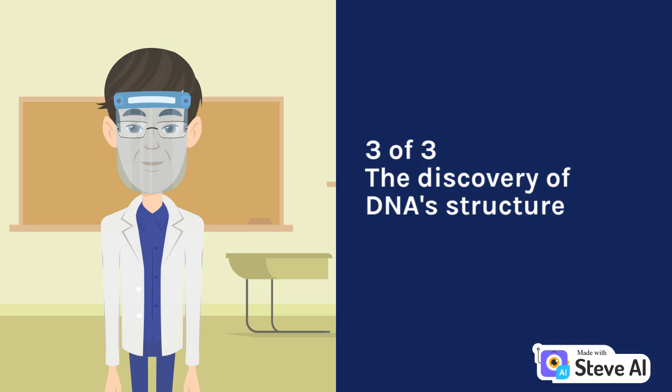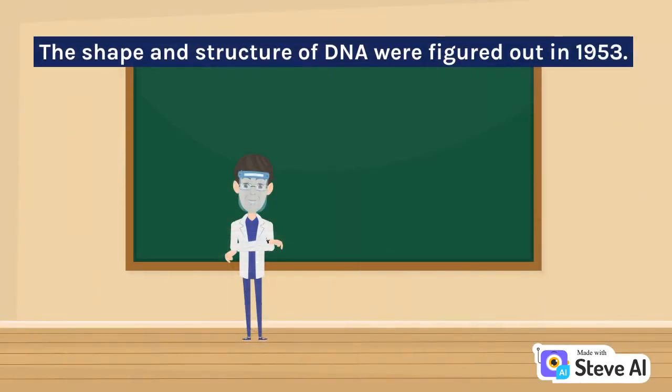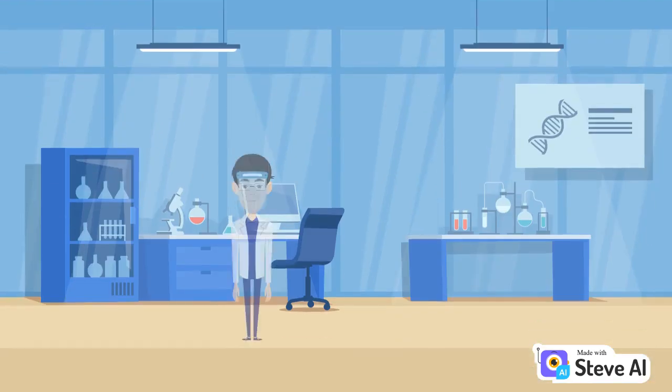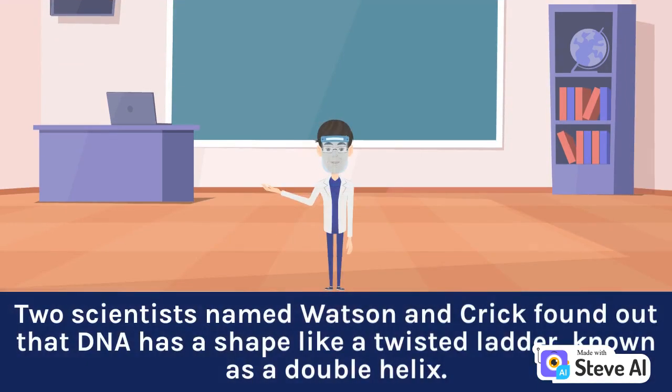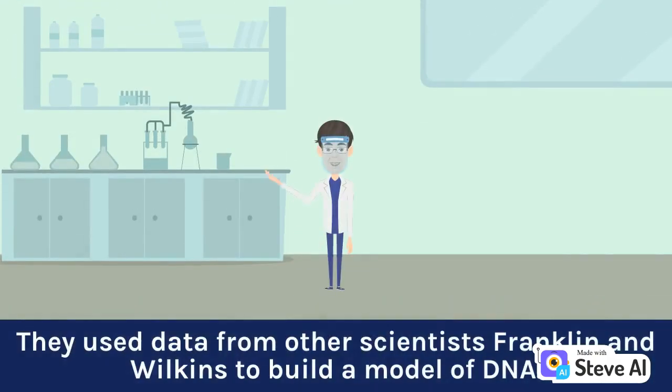3 of 3. The discovery of DNA structure. The shape and structure of DNA were figured out in 1953. Illustration of the DNA double helix structure with 2 strands. 2 scientists named Watson and Crick found out that DNA has a shape like a twisted ladder, known as a double helix. They used data from other scientists, Franklin and Wilkins, to build a model of DNA.